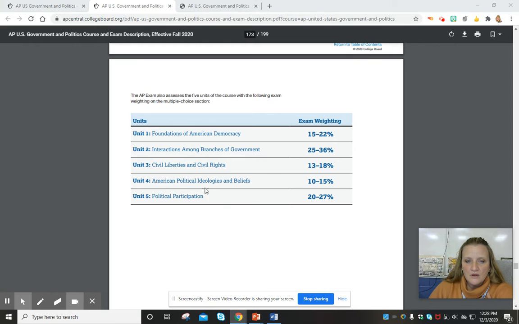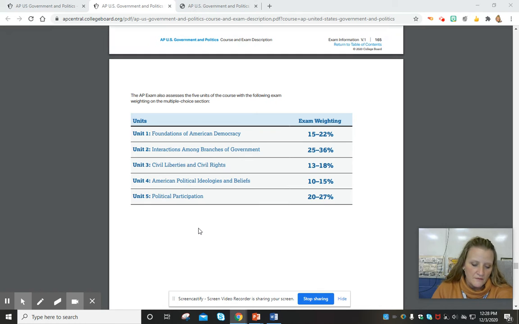All right. So then you've got these other ones here, like foundations is some, civil liberties, civil rights is another, and then political ideology and belief, 10 to 15% of the questions. They usually divide them up, and from what I can tell, they still divide them into sections, and you'll see that when you take your mock exam sometime in January, February.